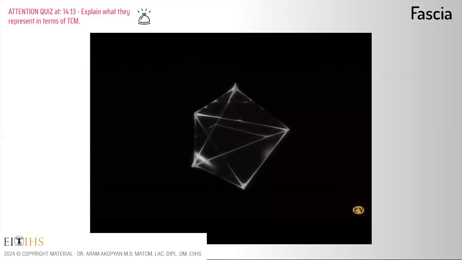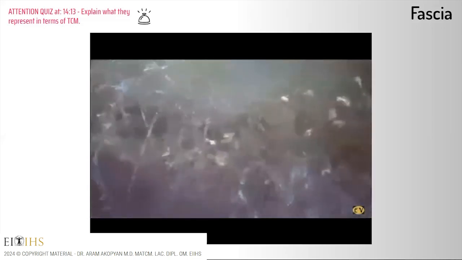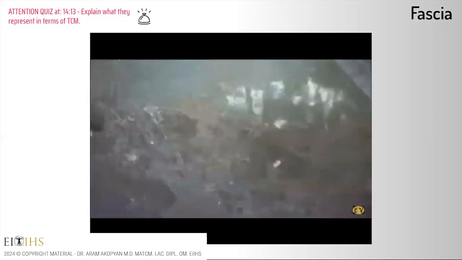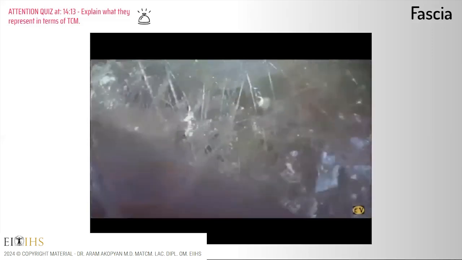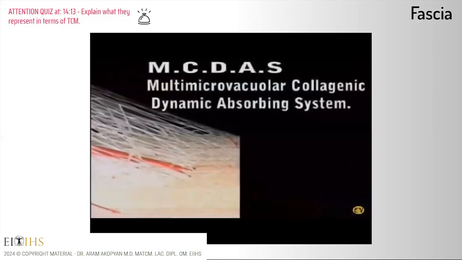In this chaotic, haphazard world, there was absolutely no geometric regularity, no linearity, just fractal chaos. This system is customarily known as the connective or areolar tissue, but we called it the multimicrovascular collagenic absorbing system.